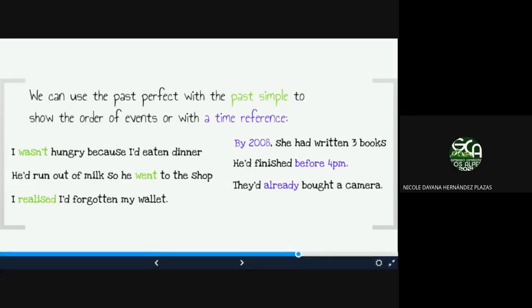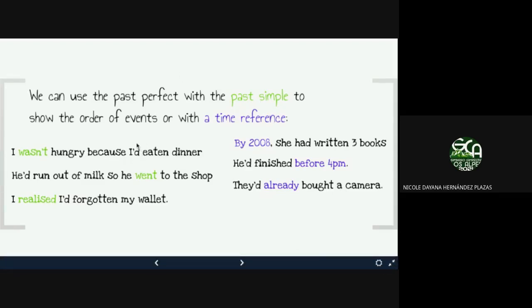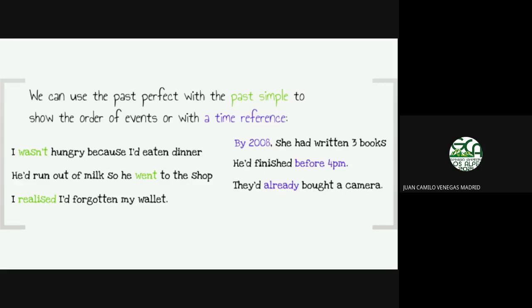Thank you, baby. So look at this. The first one: I wasn't hungry because I'd eaten dinner. What is this I'd? What is that, guys? Who can tell me? I think that is I had. See, this is a contracted form, the short form of I had.